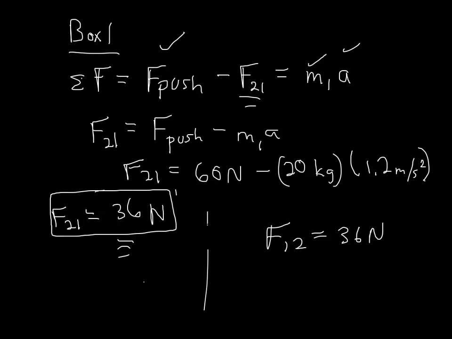So let's look at the signs here. Usually anything going to the left we consider to be negative. So 2 on 1 would be negative, and 1 on 2 would be positive. Okay. That's problem number 47.